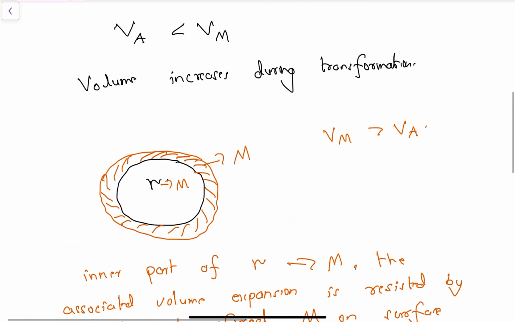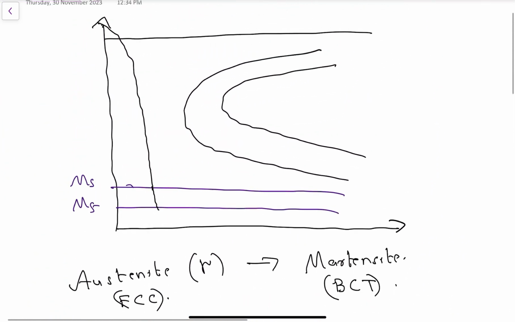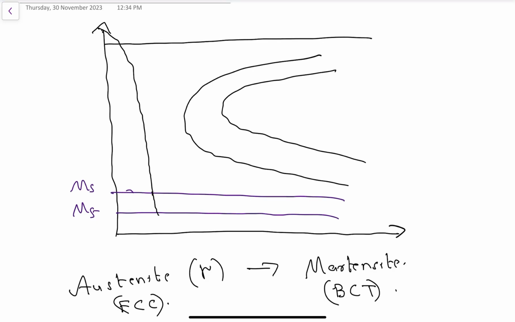So how do we avoid this problem? Let me show how the residual stress forms in this curve. This transformation shows the surface. The inner layer cools slowly, so it will take a longer time. This inner region will take a longer time.